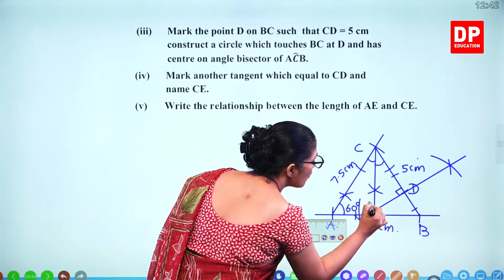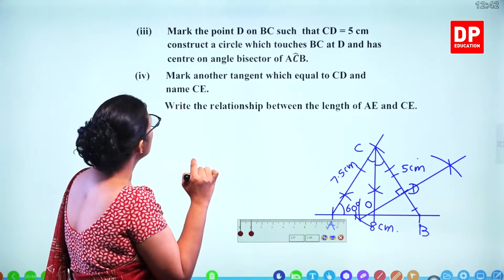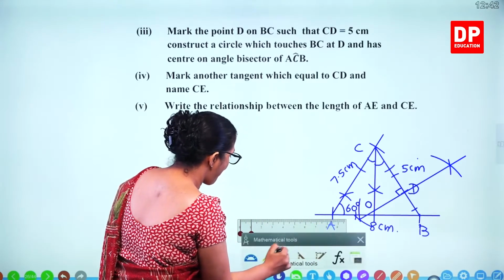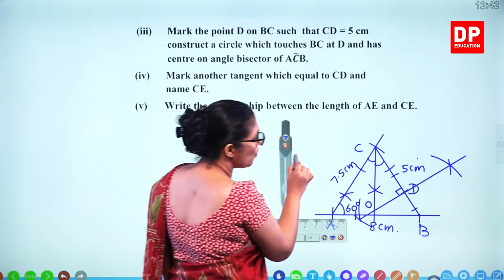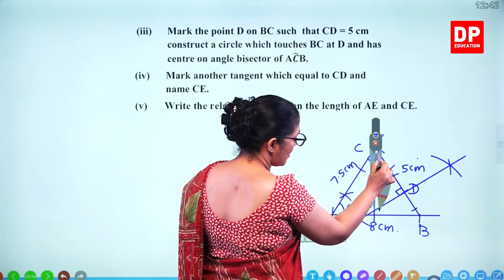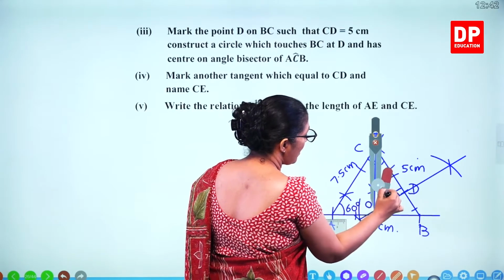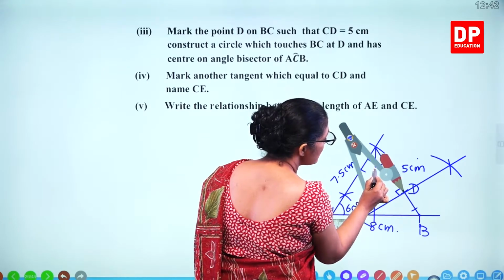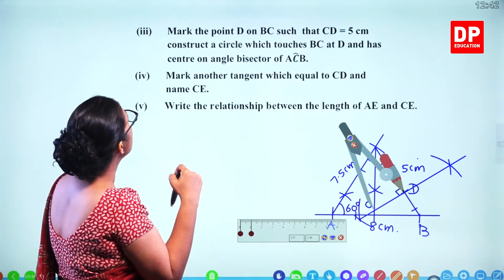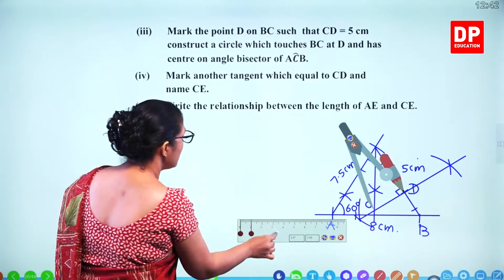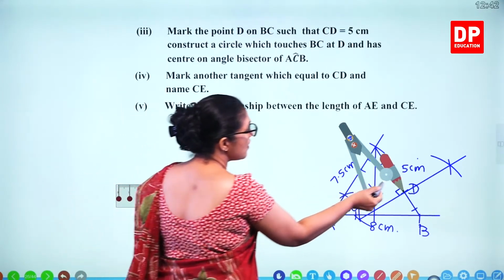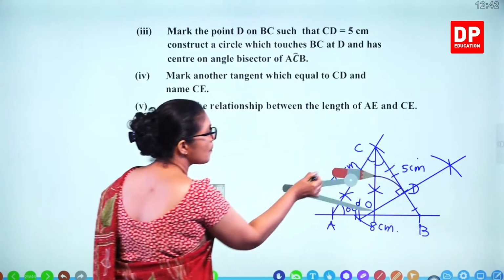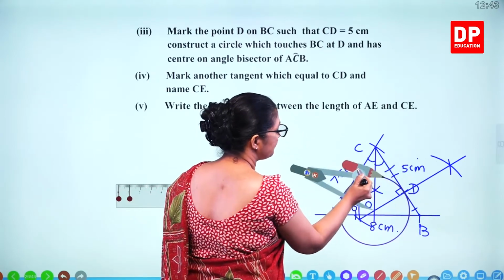So the center, we'll mark O. It's not mentioned that the center is O, we'll just mark this, and now we'll draw the circle. So this is the center O, and OD is the radius because it touches at D. So this is the radius, so we can draw the circle there. I'll take a different color. You can draw the circle now.